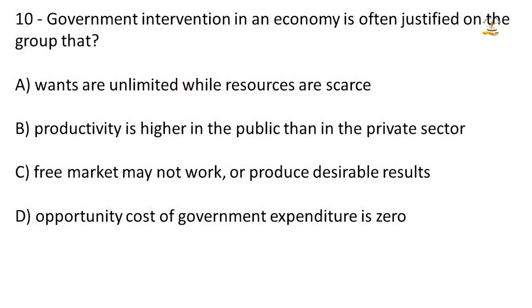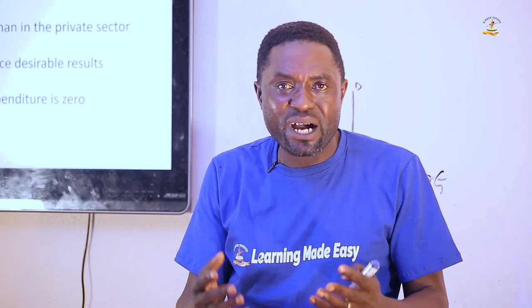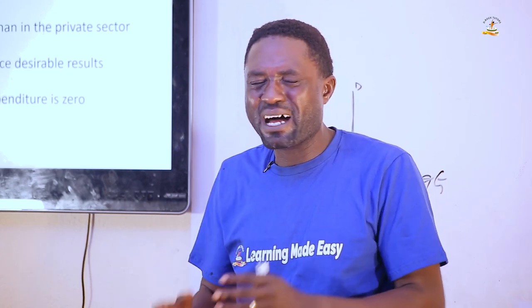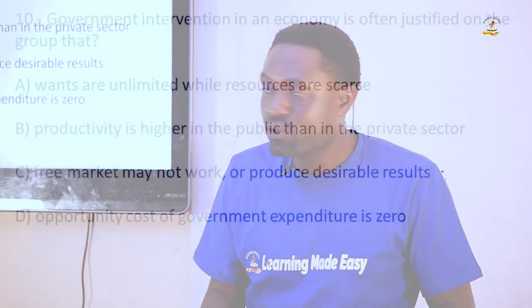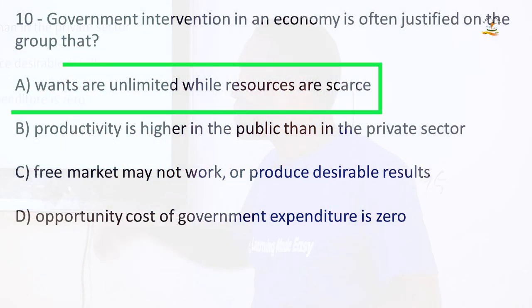Question number 10. Government intervention in an economy is often justified on the ground that A, wants are unlimited while resources are scarce. B, productivity is higher in the public than in the private sector. C, free markets may not work or produce desirable results. D, opportunity cost of government expenditure is zero. The perfect answer to that is wants are unlimited while resources are scarce. Some things that people do not have the capacity to get, government can intervene and make available. That is why there is need for government intervention, not because of anything else, but because our wants are unlimited and resources are scarce.